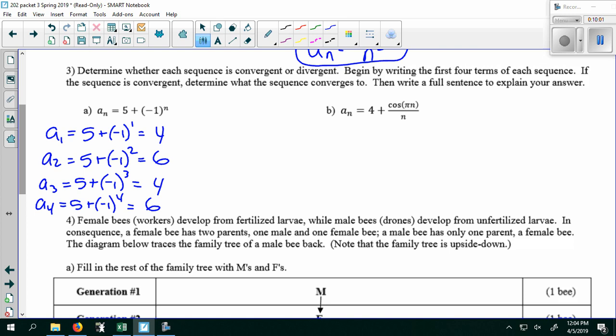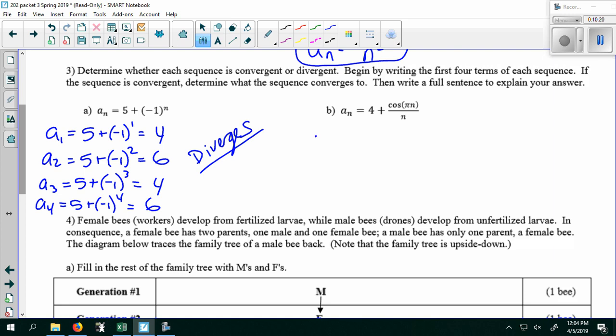So this sequence is just bouncing between 4 and 6 forever. So this diverges. It does not approach a single value, one single limit, which means it does not converge, so it diverges.